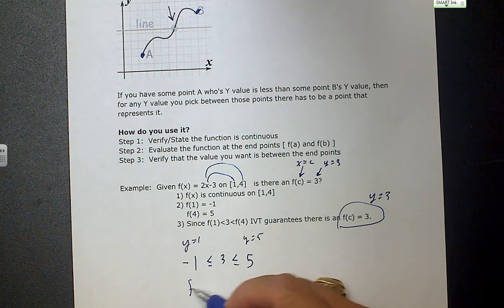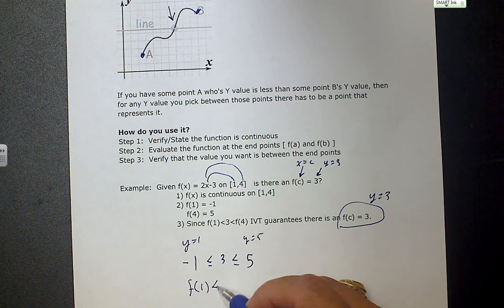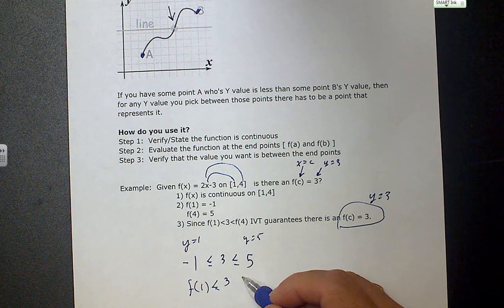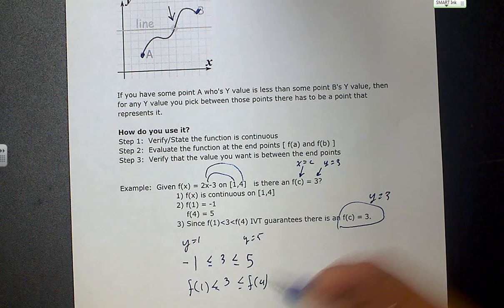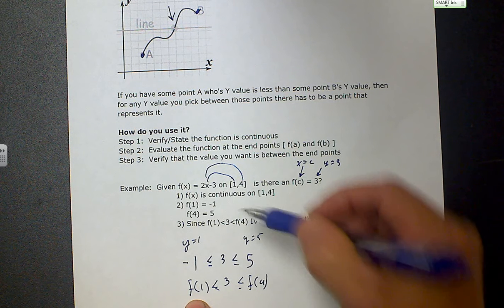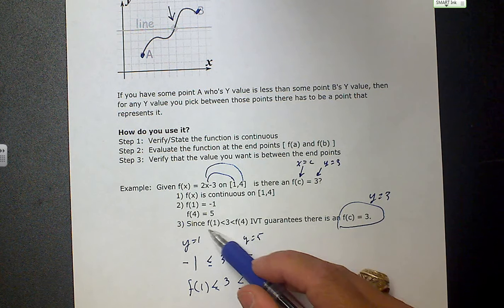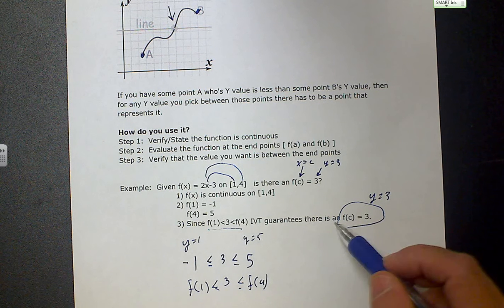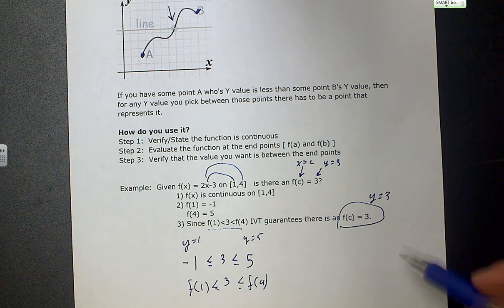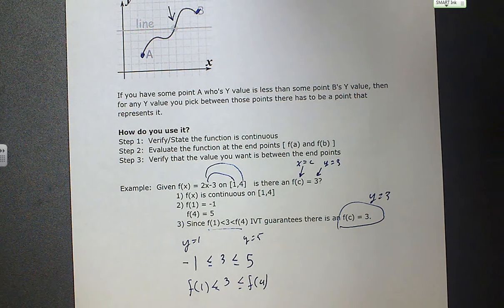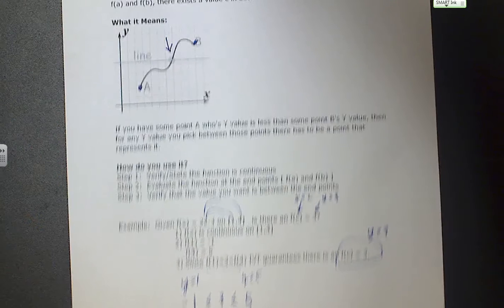F of 1 gave you that negative 1. 3 was what they gave you. F of 4 gave you that 5 right there. This is your proof that IVT works. And so since this is true, right there, IVT guarantees there is an f of c equal to 3. It's a really simple proof, okay? It's just evaluate the endpoints. If those numbers surround the points you want, then IVT guarantees it. Is that okay? We'll do several of those if it makes sense to you. If it doesn't make sense yet.